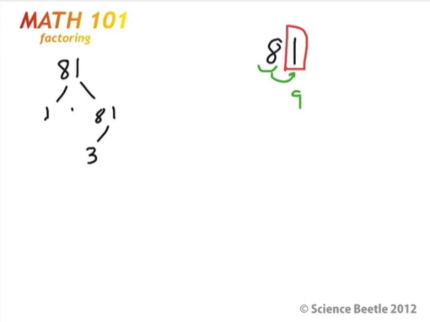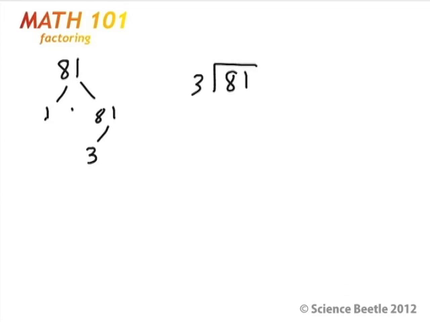So if I do 81, let me just erase this again, and let's do this longhand. 81 divided by 3. How many times can 3 go into 8? 2, 6, and 3 into 21? 7. So 3 times 27 will give me 81. There's another factor. Can I divide the 3 any further? No. 3 can only be divided by itself and 1.